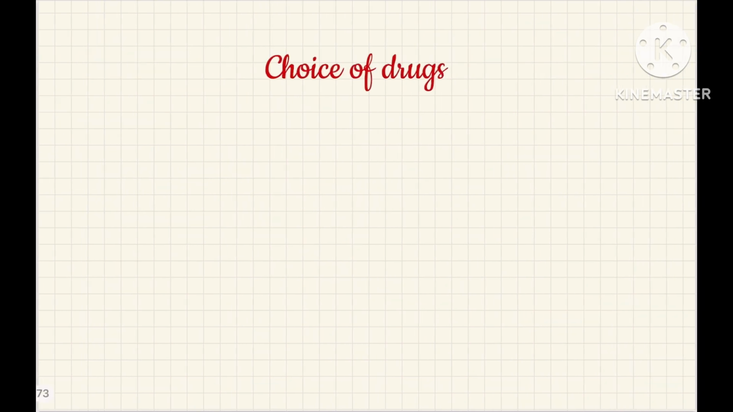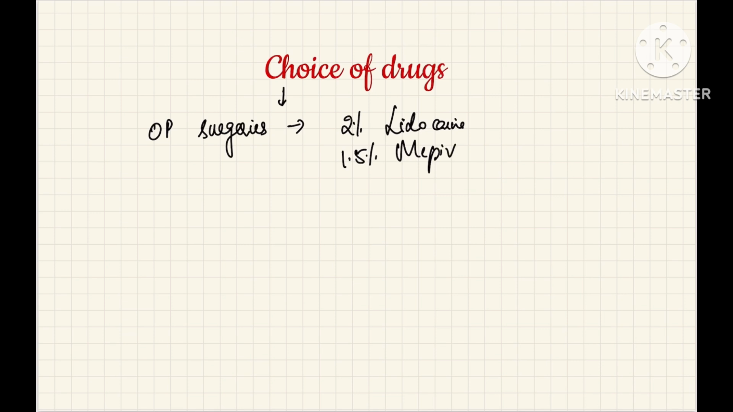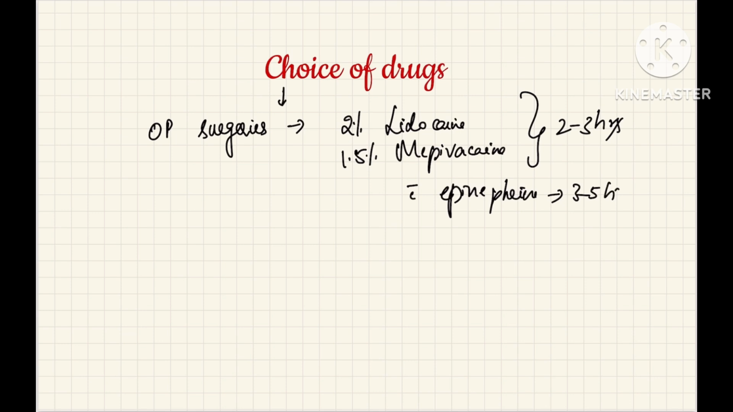Now, what about the choice of drugs? Choice of drugs and concentration of drugs is based on the different surgeries and the different duration of the surgeries. For example, for less complex OPD or daycare surgeries, we can use 2% lidocaine or 1.5% mepivacaine. This gives surgical anesthesia of 2 to 3 hours if it is given plain, and with additives like epinephrine, it gives surgical anesthesia of up to 3 to 5 hours.